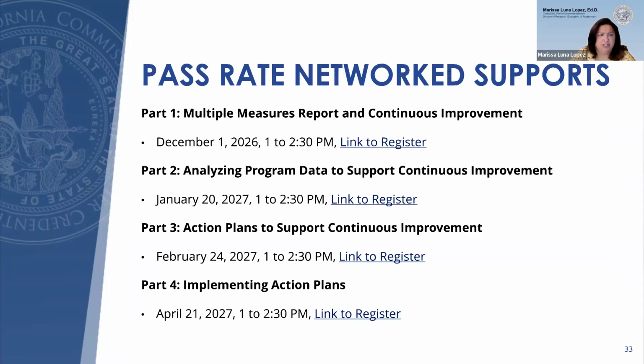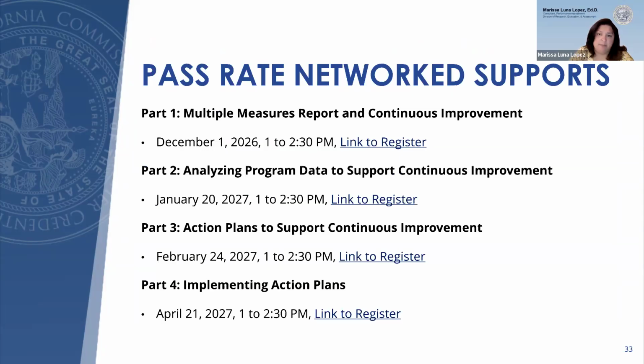We can go ahead and go to the next slide. So we have this year in the June commission meeting, there was an item for pass rates and networked supports. There will be a multiple measures report that will be delivered to each institution in November.